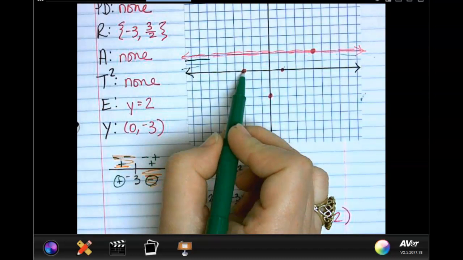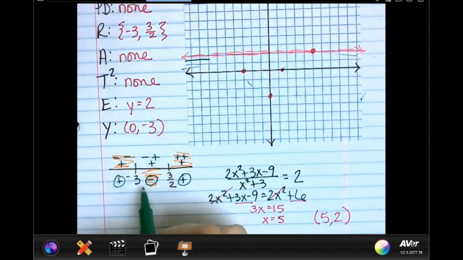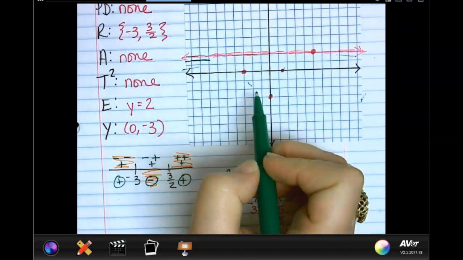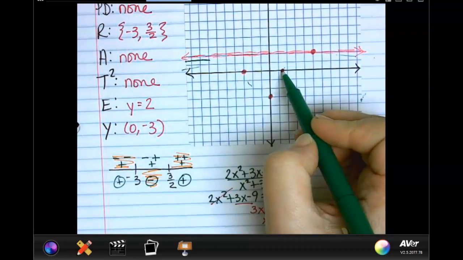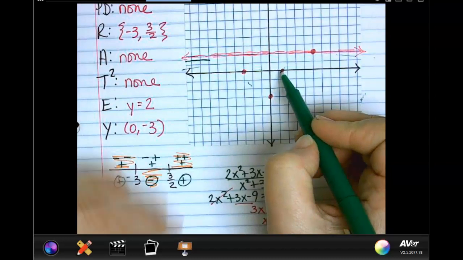Then it's going to come down, and between negative 3 and 3 halves, I keep writing on it by accident. It's going to be negative, so that makes sense. Then I get this from 3 halves to infinity, it's positive. So it's going to go positive.